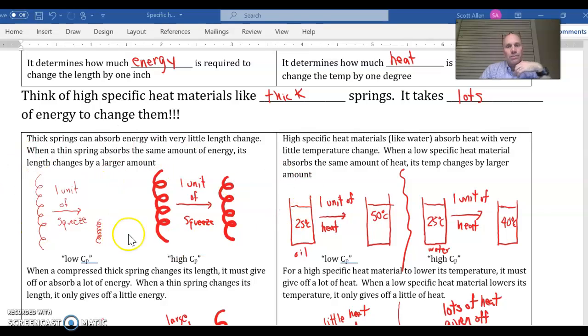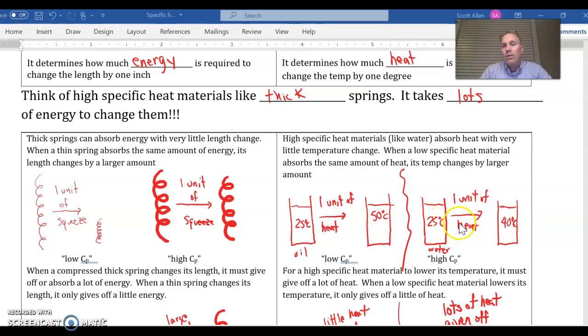So this part right here just sums up what we've been talking about. The thin spring, if I squeeze it by a certain amount, you get a large length change. The thicker spring, the same amount of squeeze just causes a little bit of length change. Oil is like the thin spring. One unit worth of heat causes a large change in its temperature. When I'm using oil, I'm using that as an example of a substance that has a low specific heat. And CP is the mathematical way of writing specific heat. That's the variable that's used.